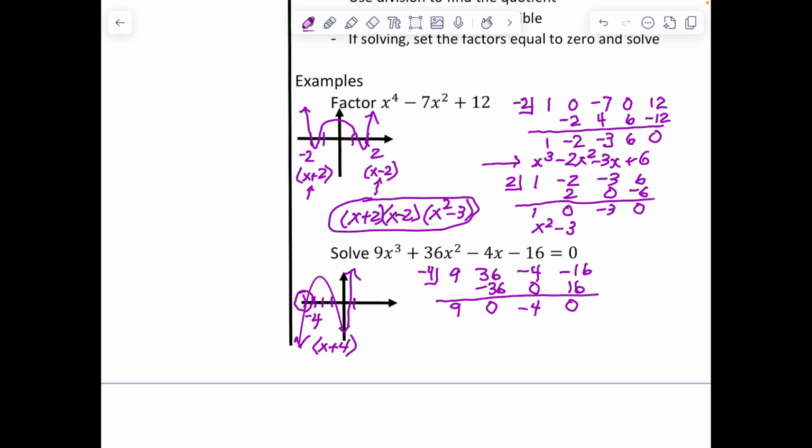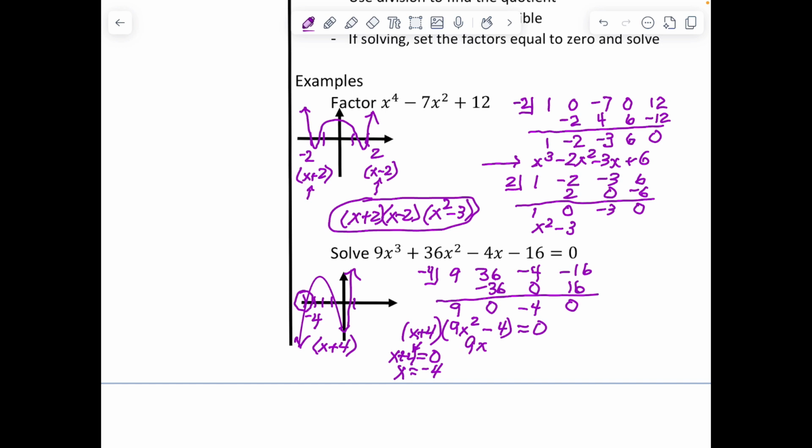Again, I need that remainder of 0 in order for it to be a factor, like it went through the graph at -4. So now my factorization is 1 degree less than the 9x cubed I had. This will be 9x squared plus 0x minus 4. So there's one factor. My original factor I got from the graph was x plus 4. So my equation now, through the graph and division, has x plus 4, which I set equal to 0. x plus 4 equals 0. Subtract 4, you get x equals -4.